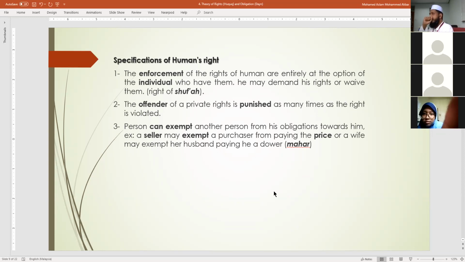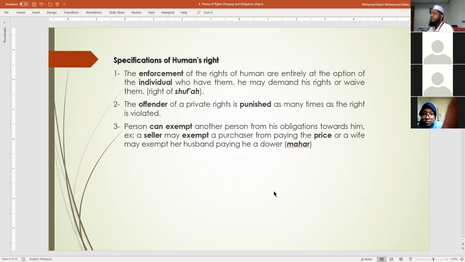The offender of a private right is punished as many times as the right is violated. Let's say the right is violated: he didn't pay the money, and he has to be punished. If he does it again, he has to be punished. If he does it again, he has to be punished. But when we talk about hukukullah, there's a difference. If someone didn't pray, there is no punishment in this world. Even if he keeps on doing it, he will be punished only in the hereafter, and the punishment is only once in the hereafter. But for hukukun nas, every time someone abuses or fails to do something, he will be punished, right?